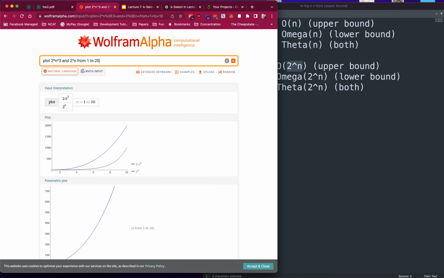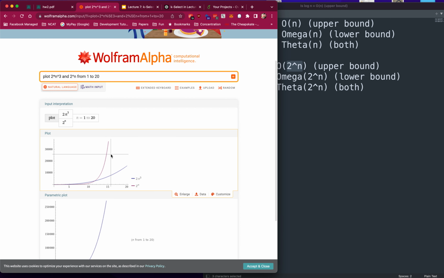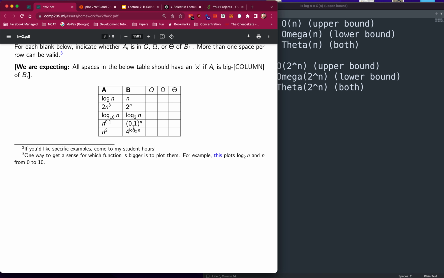But don't be tricked. If you go bigger, you actually see that while 2 to the n, which is this purple line here, is below 2 times n cubed, which is this blue line here, eventually it is above. So for big enough n, 2 times n cubed is big O of 2 raised to the n. For the rest of them, you can work the same thing.